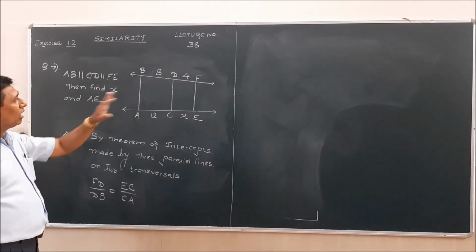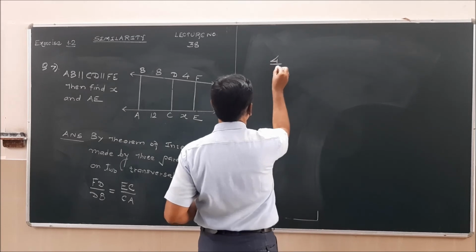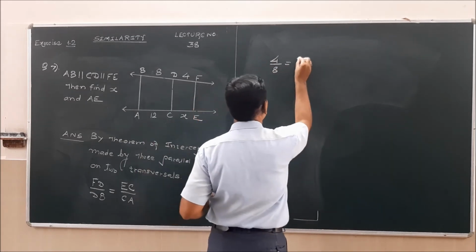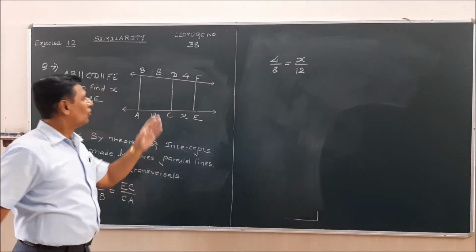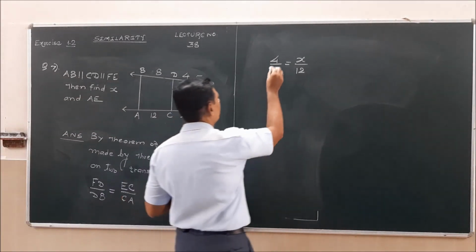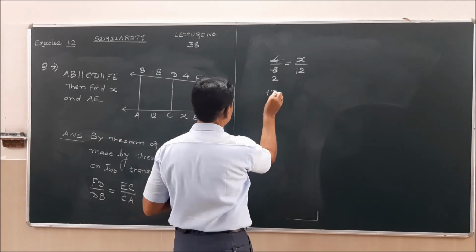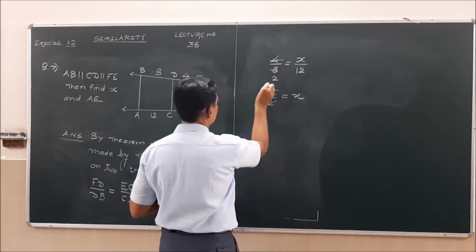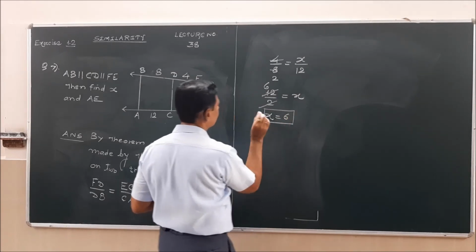Fine. Now FD is 4 upon 8, 4 upon 8 that is equal to x upon 12. 4 ones are 4, 4 twos are 8. Transfer this 12 to the left hand side: 12 upon 2 that is equal to x. 2 6s are 12. So this is how you got x as 6.